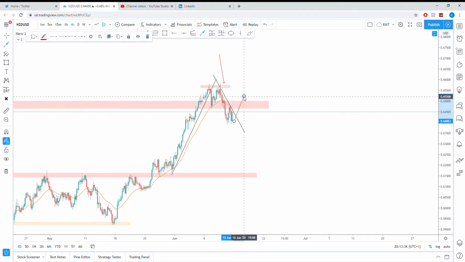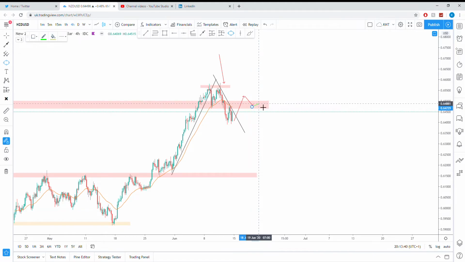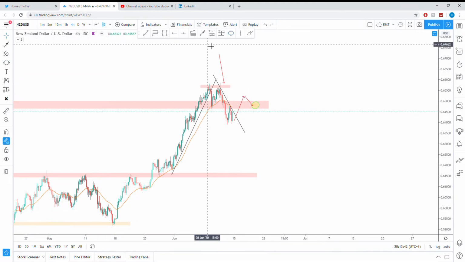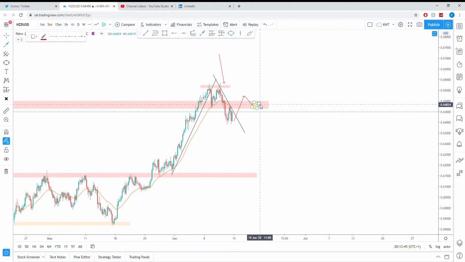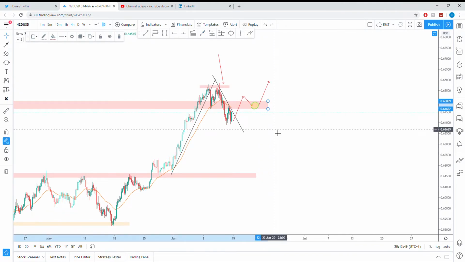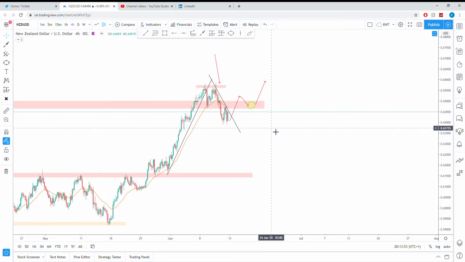So once that happens, we'll look for that potential reverse, so the pullback into this zone, and we could be looking at a good push from this level. So that's where I will be looking. So that's at 0.65 to 0.64. That's where we could be looking.